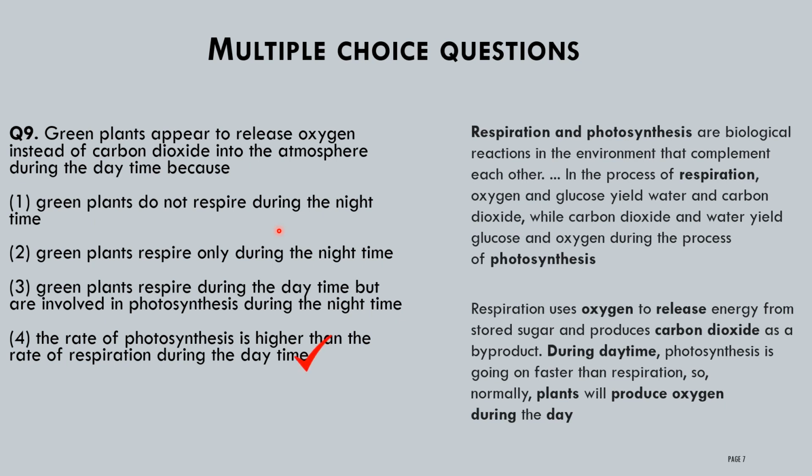Therefore, the correct answer for this question is that green plants appear to release oxygen instead of carbon dioxide into the atmosphere during the daytime, because the rate of photosynthesis is higher than the rate of respiration during the daytime. During the daytime, sunlight is more. Therefore, the rate of photosynthesis will be more compared to respiration. Therefore, in the process of photosynthesis, the green plants release more oxygen compared to carbon dioxide.